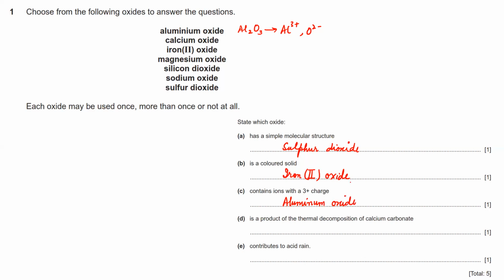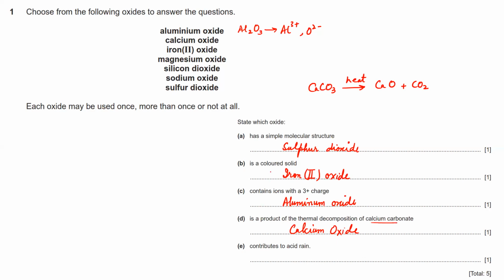Part D, which oxide is the product of thermal decomposition of calcium carbonate? Calcium carbonate, CaCO3, if you heat it, you'll get calcium oxide plus carbon dioxide gas. So calcium oxide will be our desired oxide.